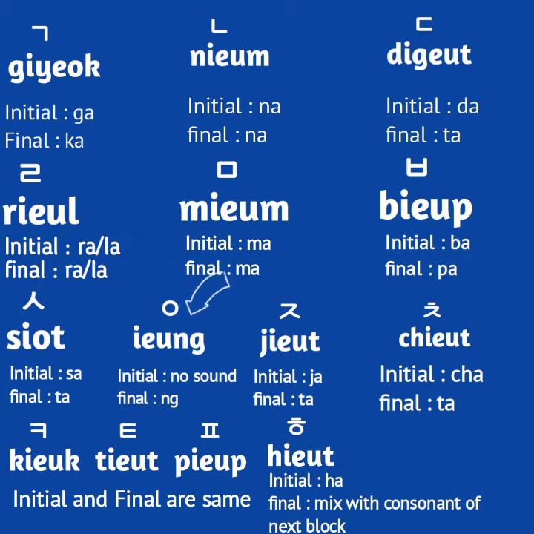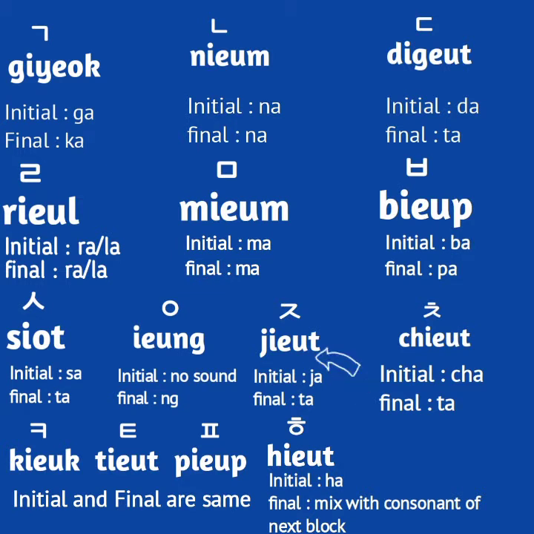When inyong is written as initial, it has no sound, and when it is written as final, it has the sound ang. Like I gave you an example in the previous lecture, like song, in song it is ang. The sound of ang is inyong when it is used as a final.